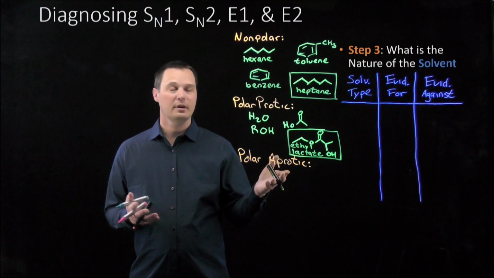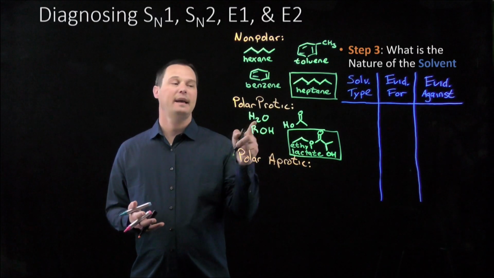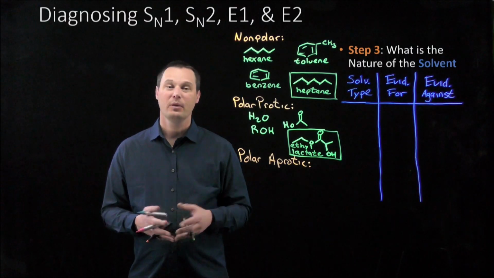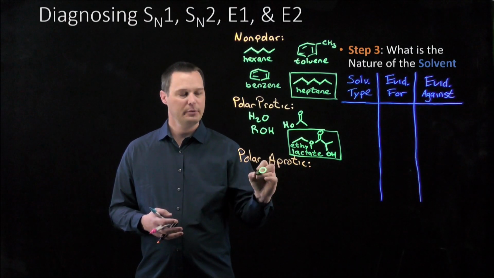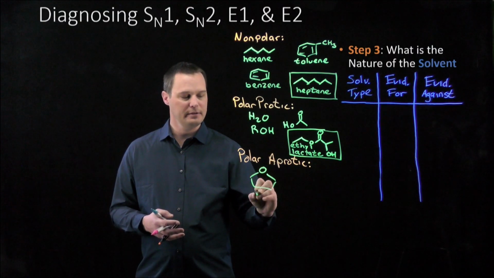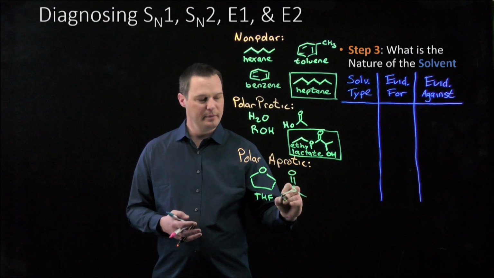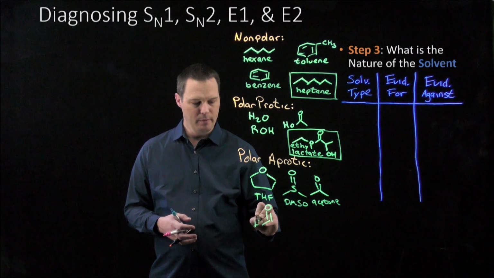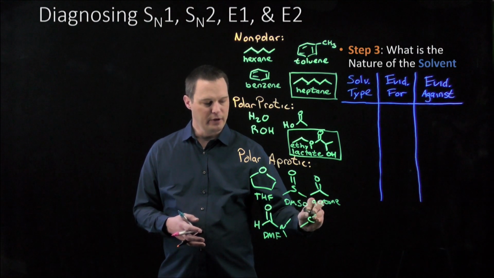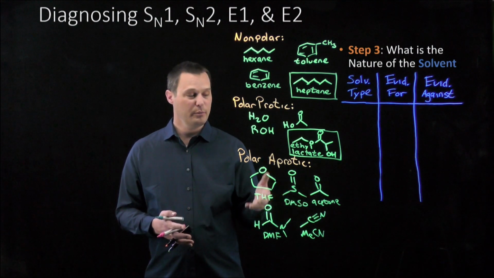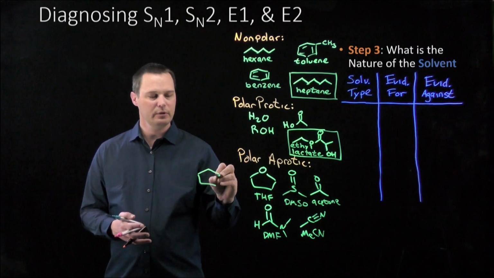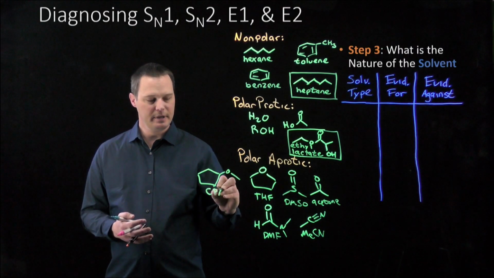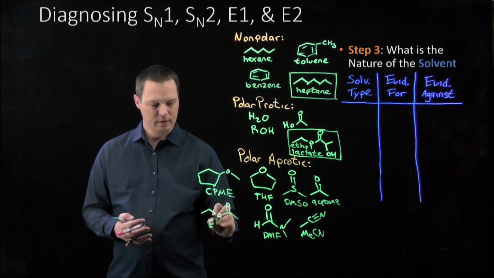Polar aprotic solvents are solvents that have polar bonds but do not have a hydrogen capable of hydrogen bonding. We mostly recognize polar aprotic solvents because they tend to go by acronyms. Prototypical examples include tetrahydrofuran, THF, dimethyl sulfoxide, DMSO, acetone, dimethylformamide, DMF, and acetonitrile, MeCN. Most of these solvents are pretty flammable and have some toxicity issues. More preferred green chemistry solvents include cyclopentyl methyl ether, CPME, or ethyl acetate, EtOAc.